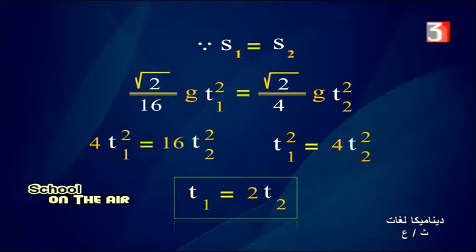This example contains two cases, a rough inclined plane and a smooth inclined plane. The first case, the plane is rough and inclined. The second case, the plane is smooth and inclined. Now the time t1 equals double the second time t2. That means that the body takes a bigger time in the case of the rough plane.